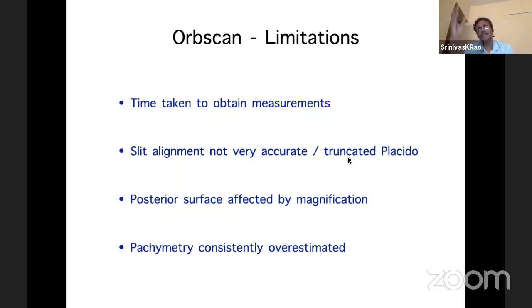And because the slit images the posterior corneal surface through the anterior corneal surface, the magnification of the posterior corneal surface is affected by the magnification through the anterior surface. So if you have a distorted cornea, this doesn't do particularly well. The data on the posterior surface, which is considered very important, tends to become a little iffy. And the pachymetry, the machine consistently overestimated. So normally we use a 0.92 correction on the OPD-Scan to get the pachymetry. So whatever it measures, we take 92% of that because that is what helps align it with ultrasonic pachymetry.